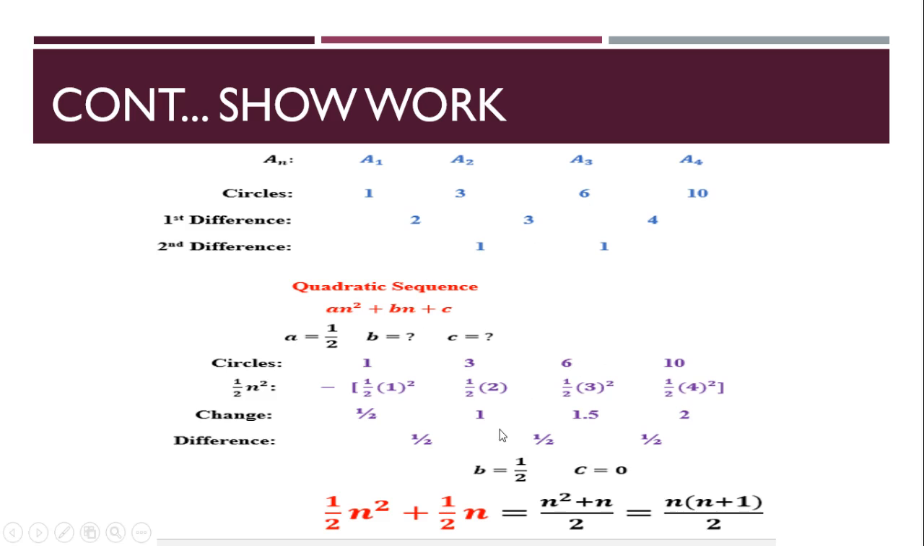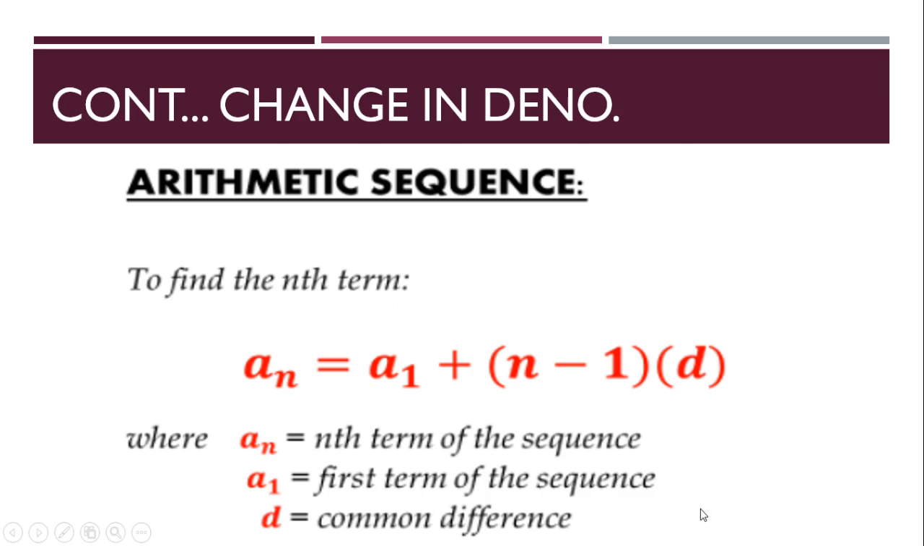Now the c in a quadratic sequence just says c is the first term that is changing. But in this case, the first term is zero: zero, one half, one, 1.5, 2, right? So zero is c. So now we get our general formula: one half n squared plus one half n. So we get b and a, right? I simplified it to n squared plus n divided by 2, and then this is more simplified.